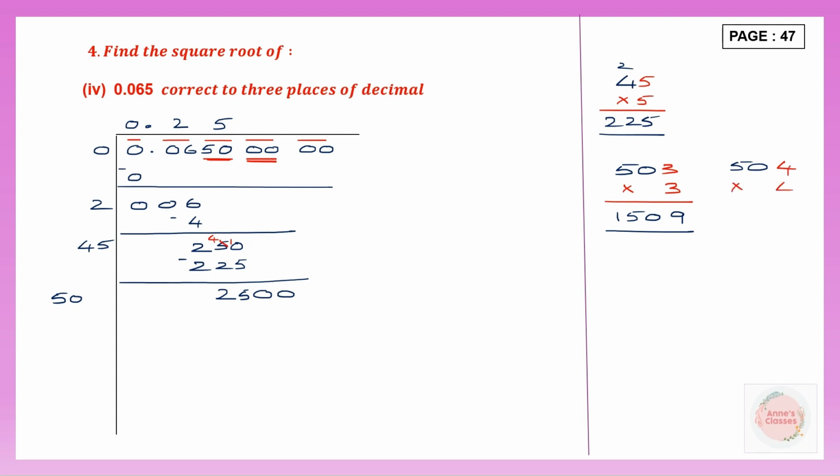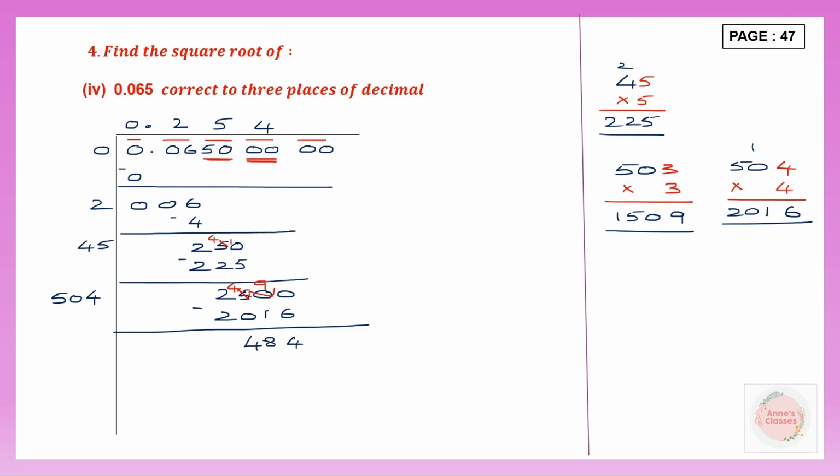Into 4. 4 4s are 16, carry 1. So we bring that down. 4 5s are 20. So 2016. So we can put this number. So next to 50, we're going to write the number 4. So let's write 4 here. So 4 and we write into 4. So what is our number here? 504 into 4 is 2016. Let's write that, 2016. Now let's subtract this. So borrow from here 10. 9, 10. 10 minus 6 is 4, 9 minus 1 is 8, and 4 minus 0 is 4.